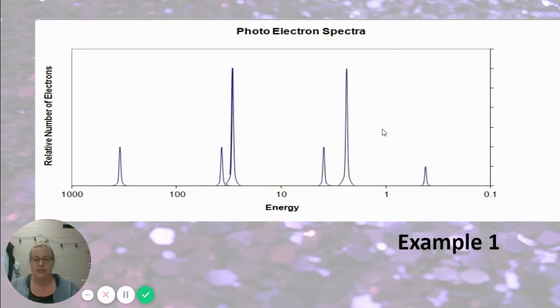Okay? This is example number 1 that I'd like you to try. So I want you to think about this, pause the video, see if you can identify what element this is. Okay, so pause it, get your periodic table out, and give it a try.